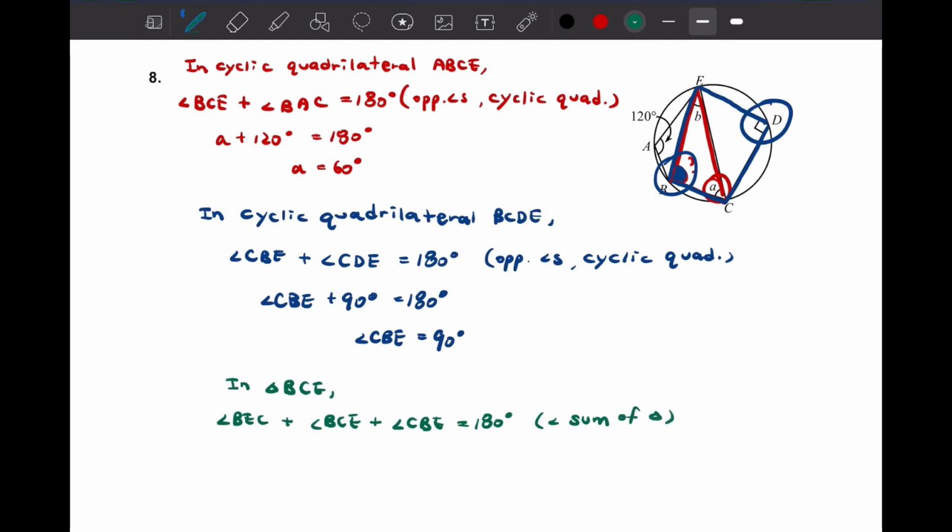So using angle sum of triangle, we can find that B plus 60 plus 90 equals 180. So therefore, B is 30 degrees. So we're using opposite angles of a cyclic quadrilateral twice, and using two different cyclic quadrilaterals. So therefore, it's very important for you to spot the quadrilaterals inside the circles.